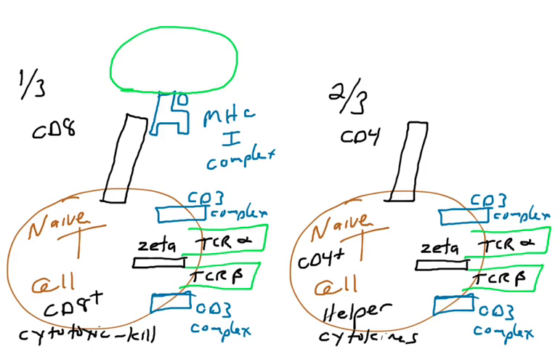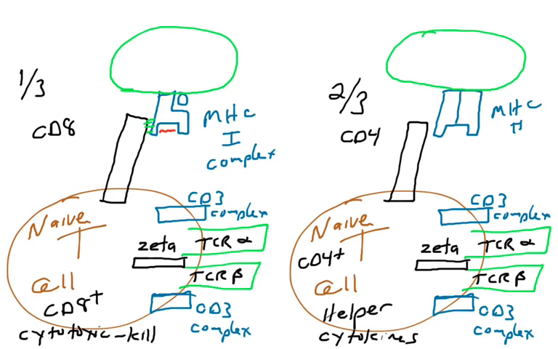So here we're looking at a cell, this green cell, that has the MHC1 complex on its surface. The thing to know about the function of CD8 is that CD8 binds MHC1. So when a CD8 positive T cell is wandering the body looking for a peptide, that peptide is going to be loaded onto the peptide binding domain of the MHC1 complex.